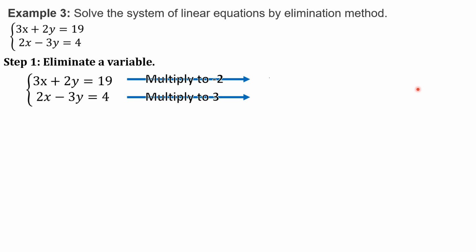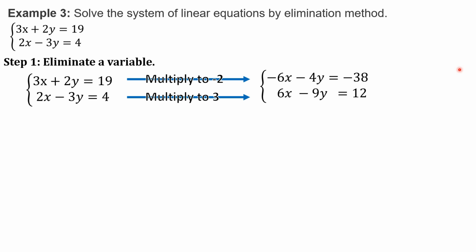So now let's proceed in multiplying them. So 3 times negative 2 will have negative 6x. 2 times negative 2 is negative 4y. 19 times negative 2 is negative 38. And then, for the second equation, you have to multiply each term by 3. 2x times 3 will give us 6x. Negative 3y times 3 will give us negative 9y. And 4 times positive 3 will give us positive 12.